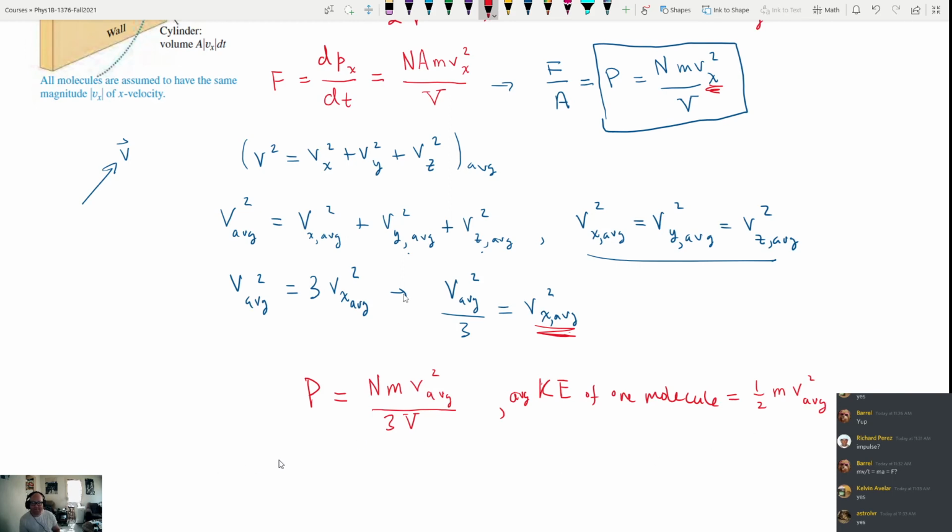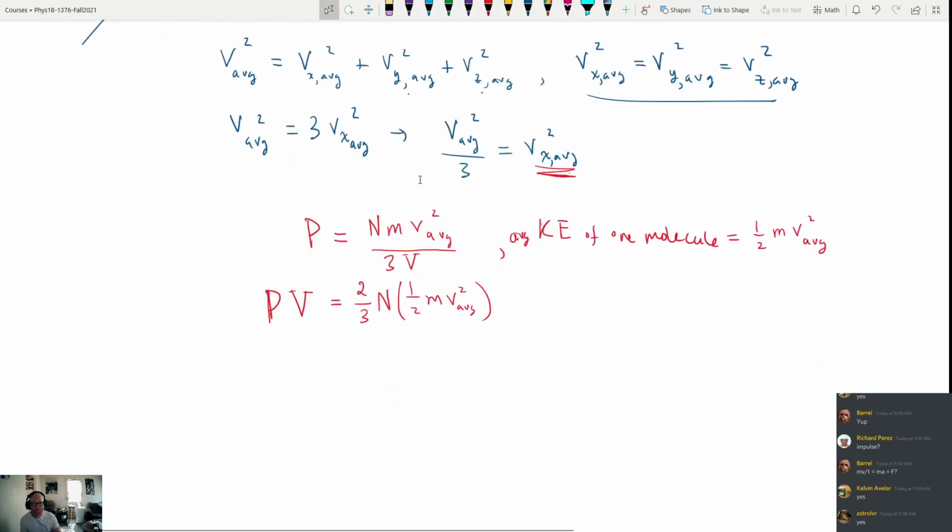And if we do that, we multiply the volume to the left-hand side, and we need to replace this in here, so we have to multiply by 2 to do that, so that we don't change anything. So I'll do it in 2 steps. It'll be 1/2 N, and then I'm going to put in here 1/2 m v average squared. So I didn't change anything. All I did was move volume over here and then pull that out. We end up getting PV is equal to 2 over 3 N times, we call this the translational kinetic energy.